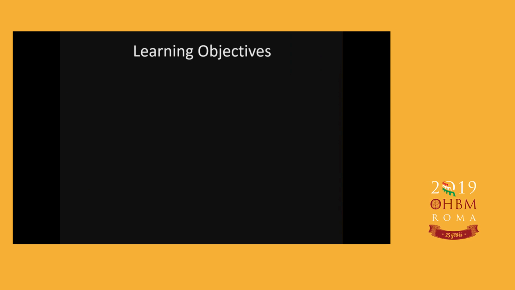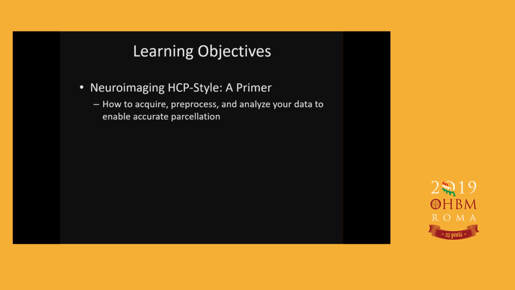So three main topics. First, I want to give those of you who don't know about surface-based processing, and what we more generally call neuroimaging HCP style, a little primer on that, basically how to acquire, pre-process, and analyze your data to enable accurate parcellation.